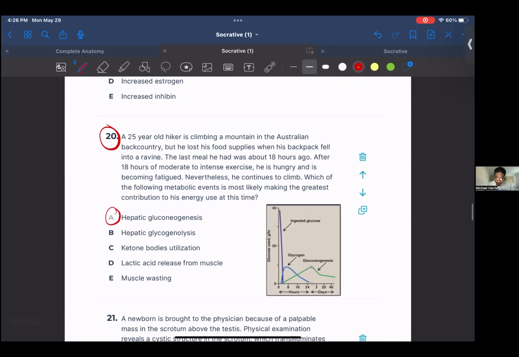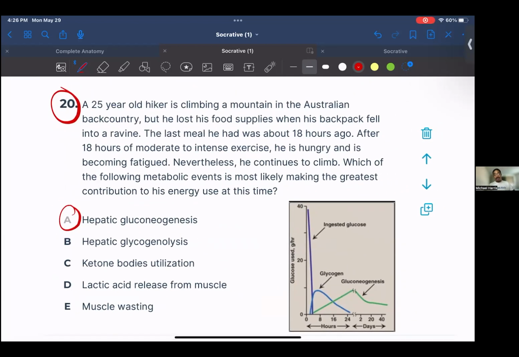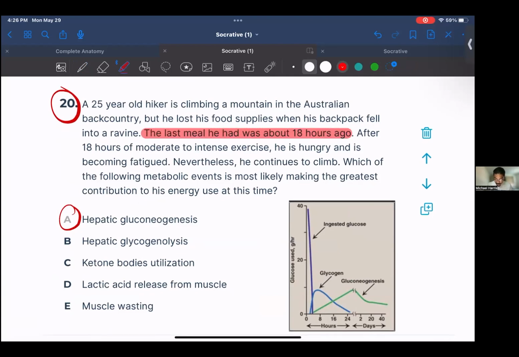All right, now here's question 20. This was another one that kind of threw people off. And I think it was because they weren't sure about the time span on when you're no longer having glycogen and you have to now form glucose. Okay. So 18 hours. Okay. Majority of your glycogen is gone around 16 hours. This is if you're not exercising.